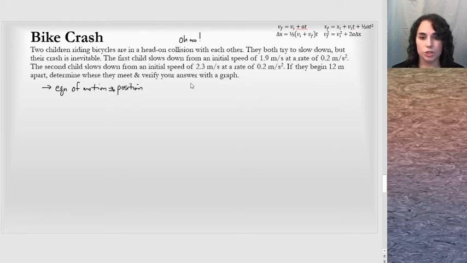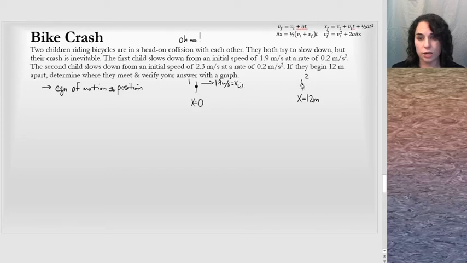I'm going to get a picture going just to make sure I'm encoding this and making sure it looks right. They start 12 meters apart. I'm going to put the first child over here at x equals 0. The second child starts 12 meters away, so that's x equals 12 meters. And this will be child 1, child 2. The initial child has a speed of 1.9 meters per second. That'll be v initial 1.